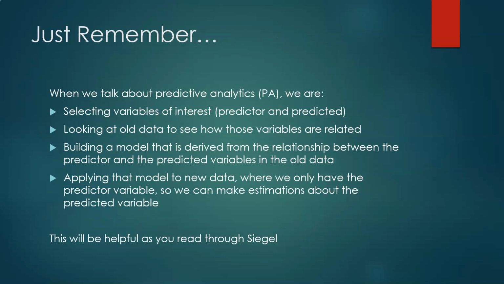So just remember, when we talk about predictive analytics, we are selecting variables of interest. They can be predictor variables and predicted variables. We are looking at old data to see how those variables are related. We are building a model that is derived from the relationship between the predictor and predicted variables in the old data. And then we're applying that model to new data, in cases where we only have the predictor variables, so we can make an estimation about the predicted variable.